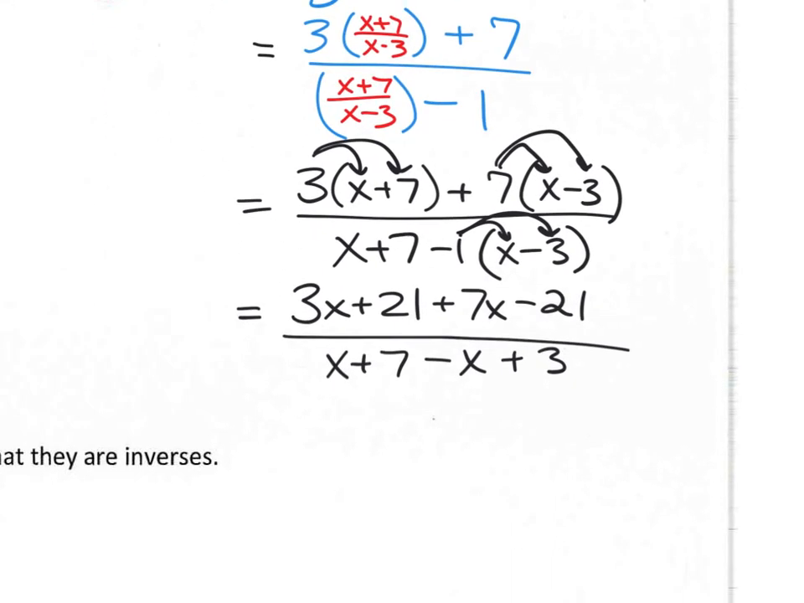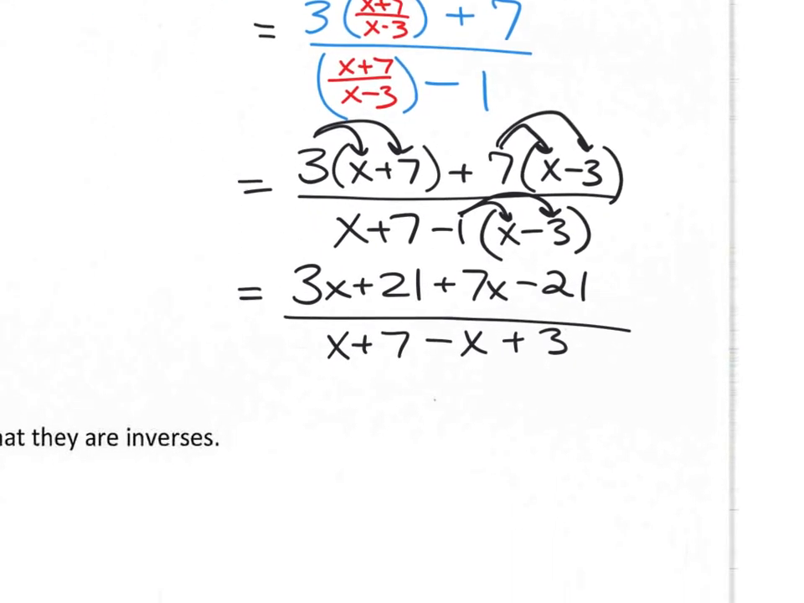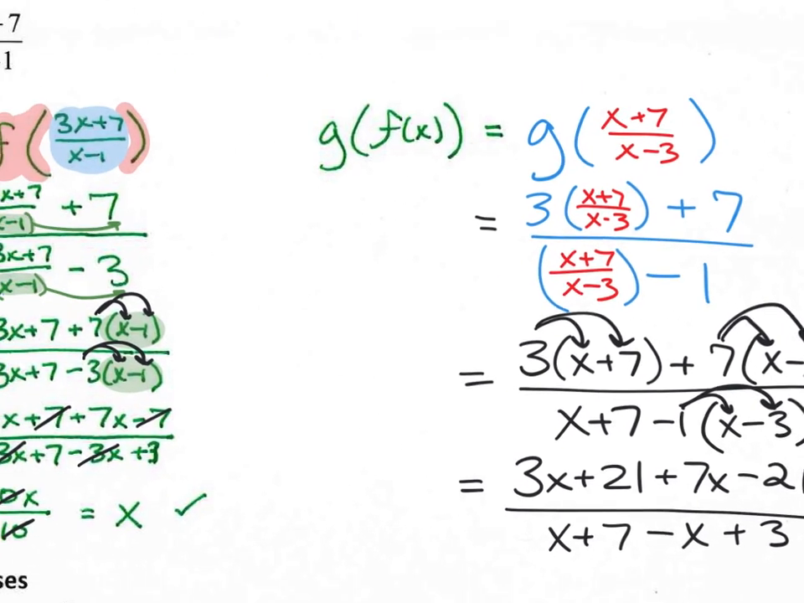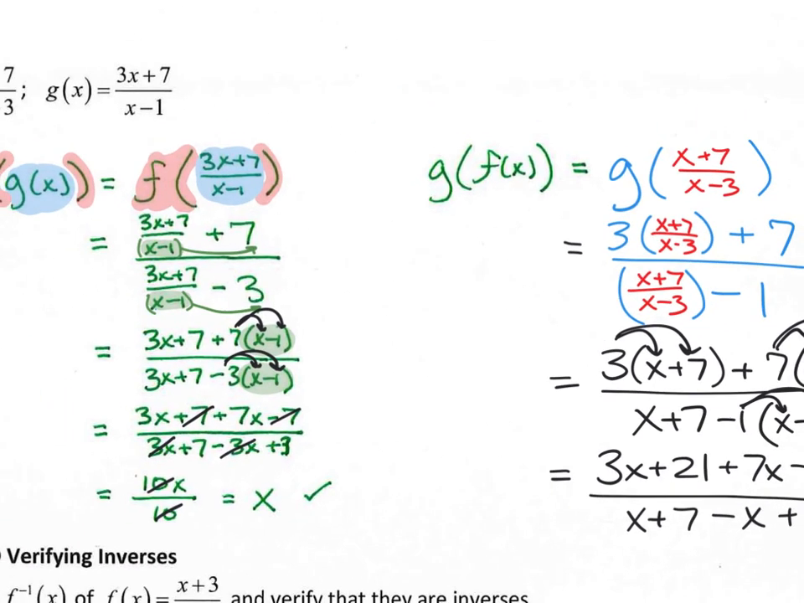Wait, so where did the plus 7 and minus 1 come from? Great question. It came from the g of x function again. Plus 7 minus 1. So you just take the numbers that are at the end and you just multiply them by the denominator. Oh, so, okay. I understand your question.